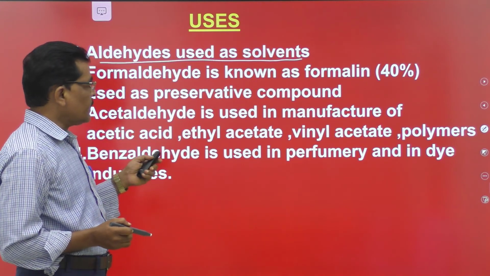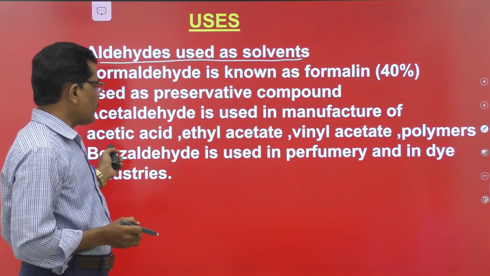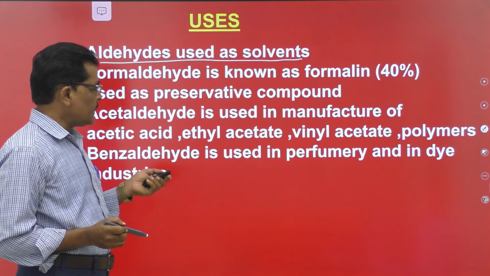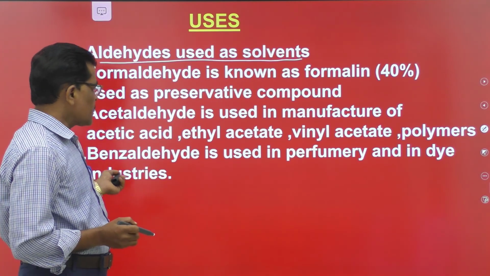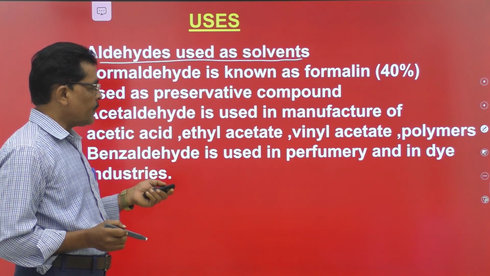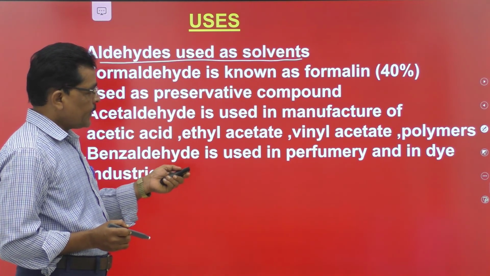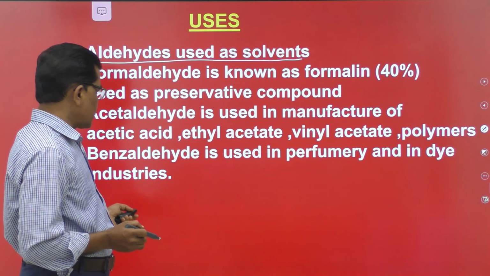Next, acetaldehyde is used in the manufacture of acetic acid, ethyl acetate, vinyl acetate and polymers. Benzaldehyde is used in perfumery and in dye industries.